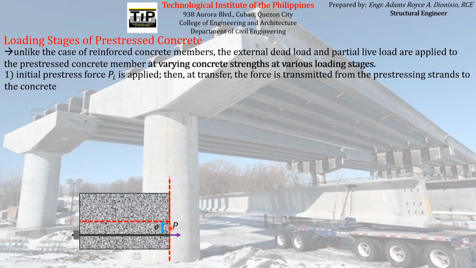So at transfer stage, this magnitude of tensile force being experienced by the prestressing reinforcement is transferred from it to the concrete element itself. We know for a fact that this magnitude of prestressing force P sub I is actually the final, reduced force that is being experienced by the prestressing reinforcement at transfer after it experienced some magnitudes of prestress losses, if you can remember from our previous discussions.